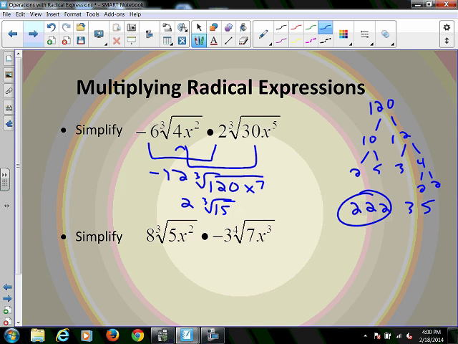15. We have 7 x's. We want groups of 3, so we have 2 groups, and we have 1 left over. And we're going to bring down the negative 12. We're going to multiply negative 12 times 2. Negative 24 x squared times the cube root of 15x. Now we need to check it using our calculator.